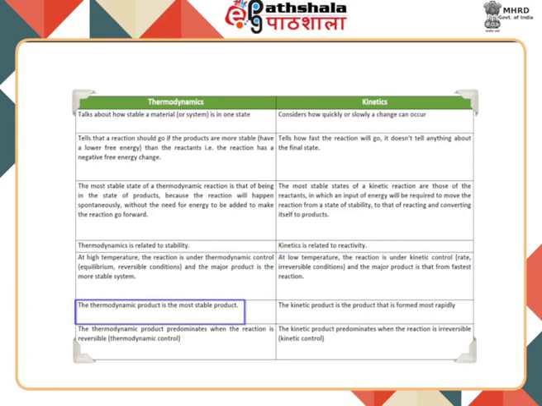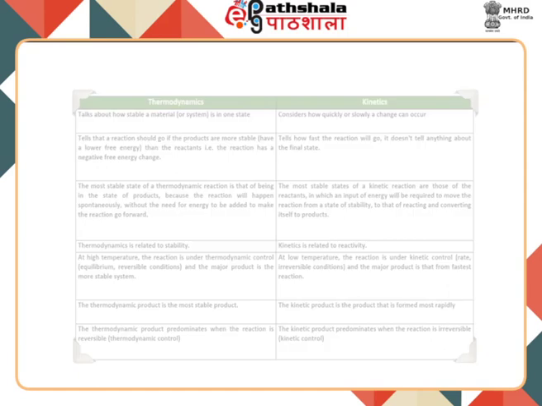The thermodynamic product is the most stable product. The kinetic product is the product that is formed most rapidly. The thermodynamic product predominates when the reaction is reversible, that is thermodynamically controlled. The kinetic product predominates when the reaction is irreversible or kinetically controlled.